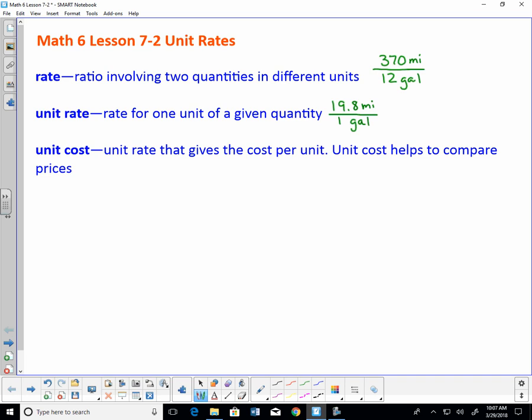A unit cost is a unit rate that gives the cost per unit. Unit cost helps us to compare prices. For example, we might say that the unit cost is $1.49 per 1 pound. That's a unit cost. It tells us how much per each individual unit.